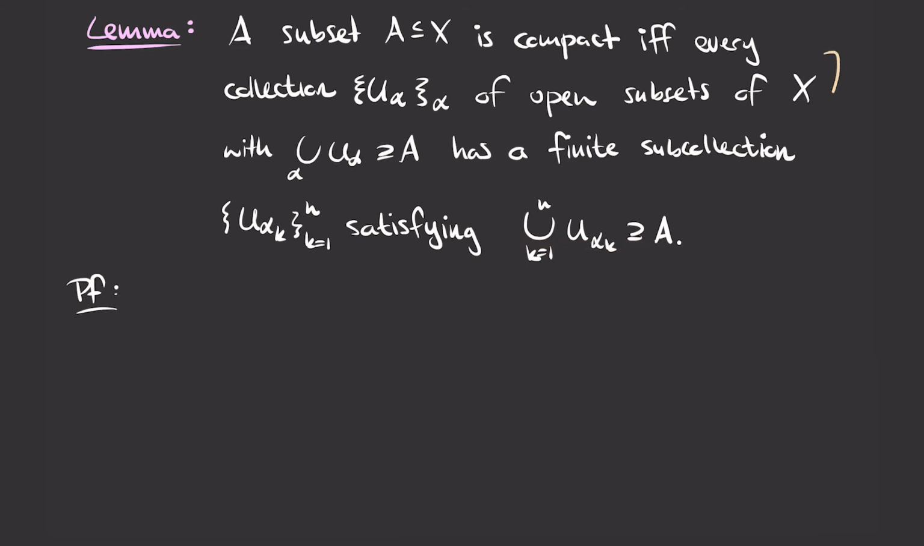Now for the other direction, we assume this condition which I'm calling star, which is that every collection of open subsets of X whose union contains A has a finite subcollection U alpha k whose union still contains A. And what we want to show is that this implies that A is compact as a subspace. Okay, so we're supposing star. And now we need to show that A is compact as a subspace. In other words, every open cover of A in the subspace topology needs to have a finite subcover. So we let U alpha be such an open cover.